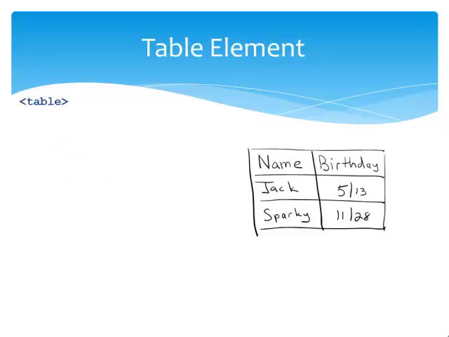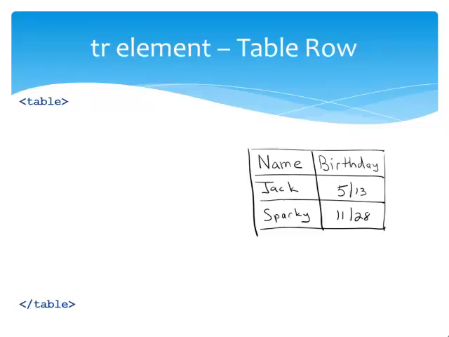The table element contains the table area on the web page. Code an opening table tag to begin the table. Code a closing table tag to end the table. The TR element contains a row in the table. Code an opening TR tag to begin the first row. Code a closing TR tag to end the first row.